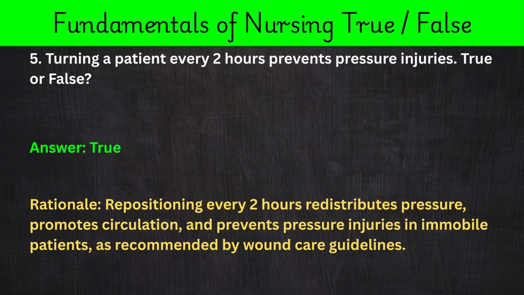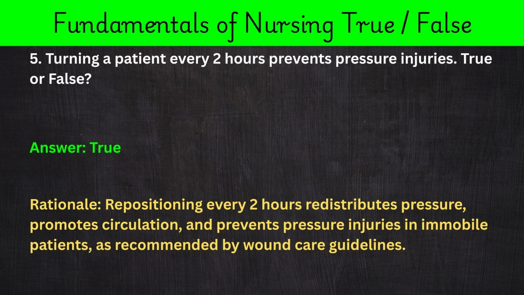5. Turning a patient every 2 hours prevents pressure injuries. True or false? Answer: true. Rationale: repositioning every 2 hours redistributes pressure, promotes circulation, and prevents pressure injuries in immobile patients, as recommended by Wound Care Guidelines.